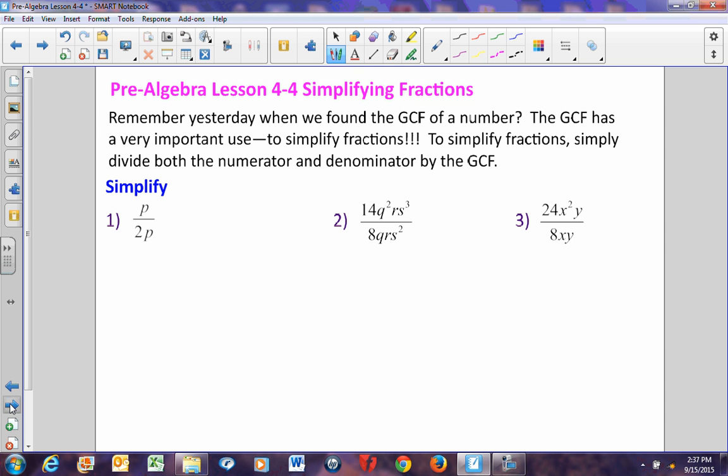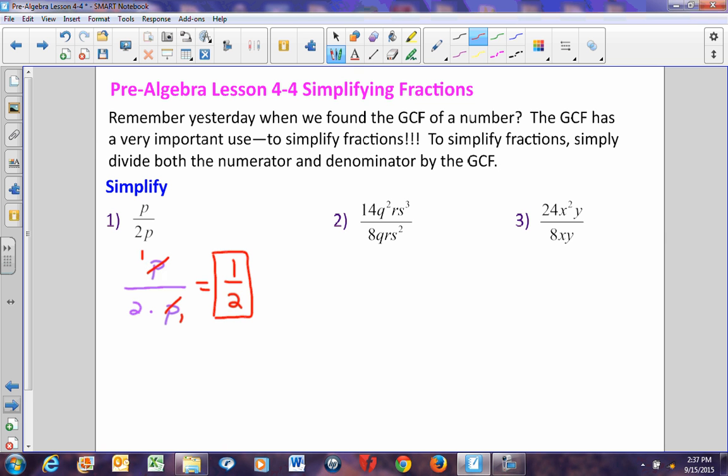For example, here we have number 1, p divided by 2p. So this is p over 2 times p. The p's cancel out, don't they? This is the same thing as saying 1 over 1. Okay, this divides into 1, and this divides into 1. The 2 doesn't go away. So the answer to this is on the top I have a 1, and on the bottom I have a 2.